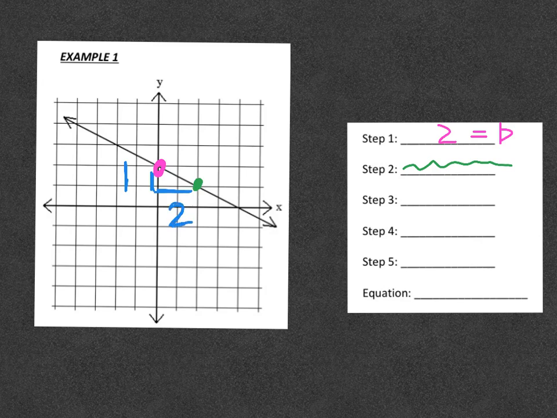Step 3 was put your down number. So the rise was -1 because it went down. Step 4 said count how far it went sideways. And the run was 2.